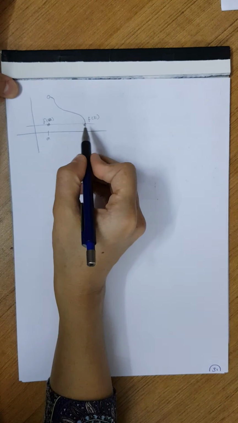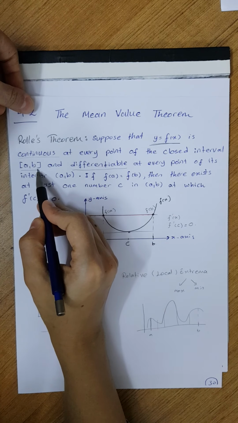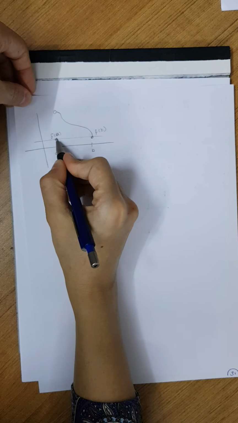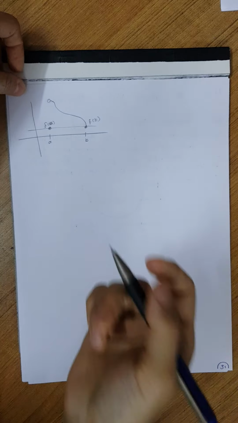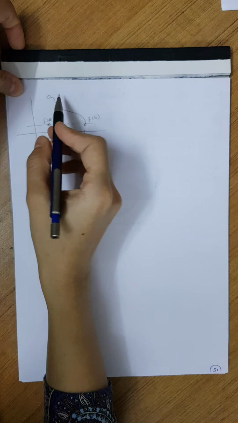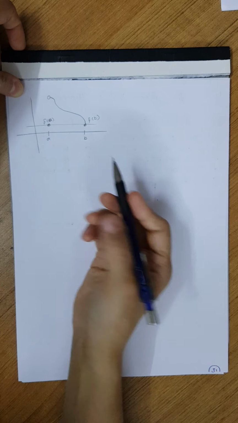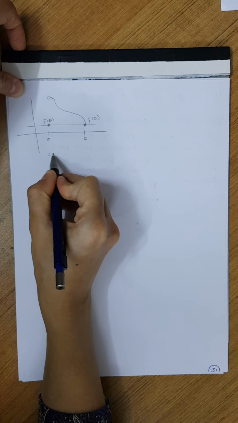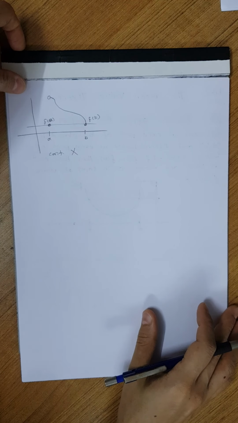But since the function is not continuous, what do I have? The first condition says f of x must be continuous at every point on the closed interval. Since the function is not continuous, I cannot find any tangent line that makes the derivative equal to 0. So I have a discontinuity here. That doesn't make Rolle's theorem hold.